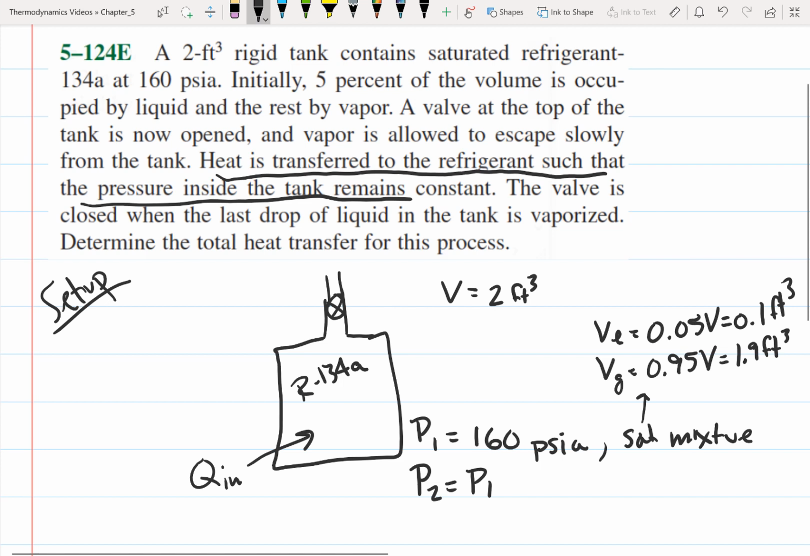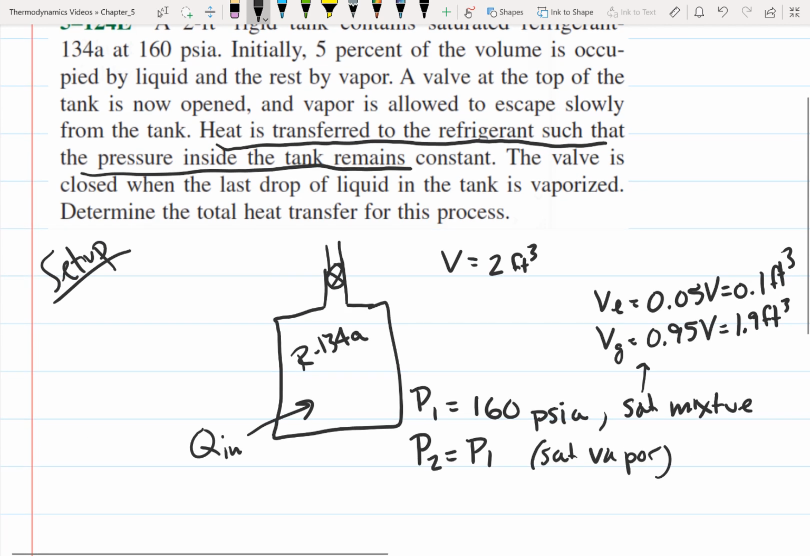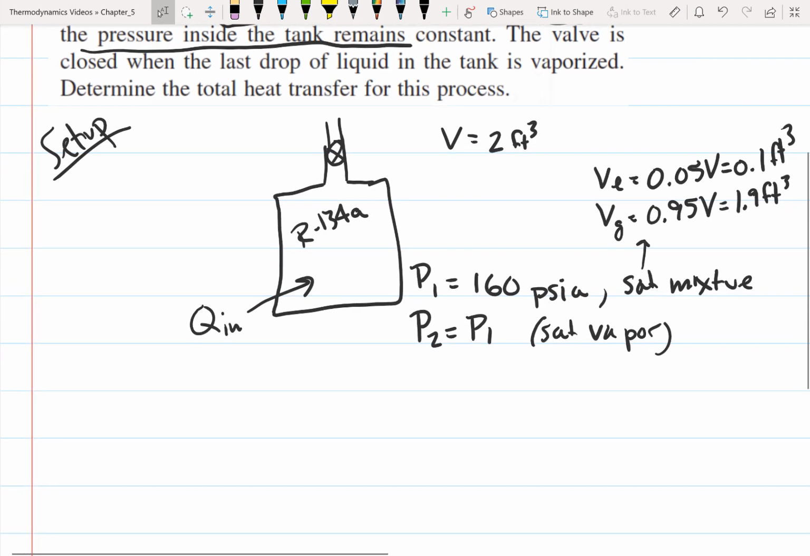It tells us that the valve is closed when the last drop of liquid in the tank is vaporized, so I'm going to say that the final state is saturated vapor. Alright, so this is basically the information we were given.